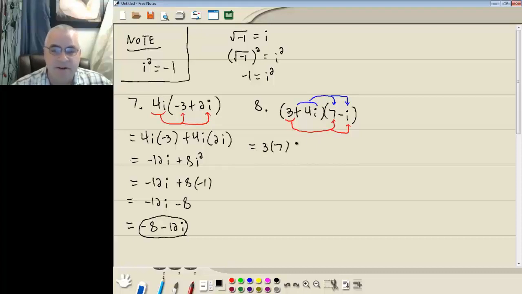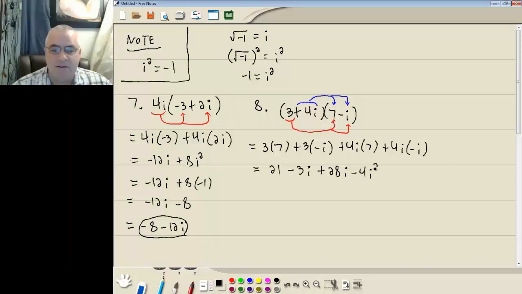So we got 3 times 7. We got 3 times negative i. We got 4i times 7. And we got 4i times negative i. I'm just following the lines to see what to multiply together. 3 times 7 is 21. 3 times negative i is negative 3i. 4i times 7 is 28i. And 4i times negative i gives us negative 4i squared. Again, I'm thinking just as variables at this point.